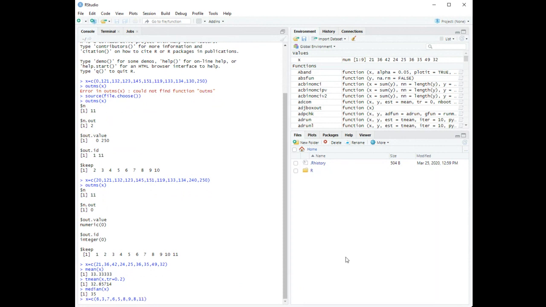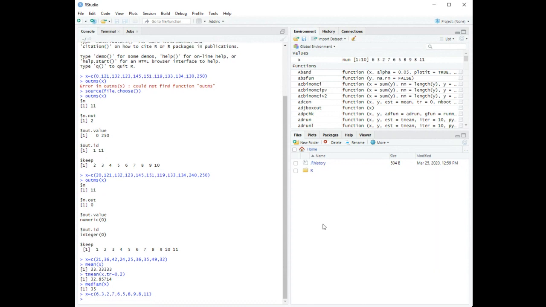6, 3, I think I'm missing a 2. 2, 7, 6, 5, 8, 9, 8, 11. Okay, so enter. And now again, we're going to do the same thing, the same functions.